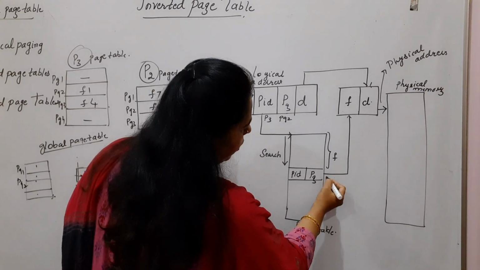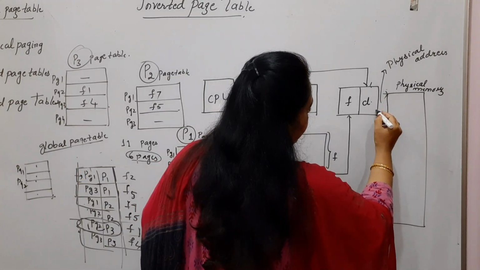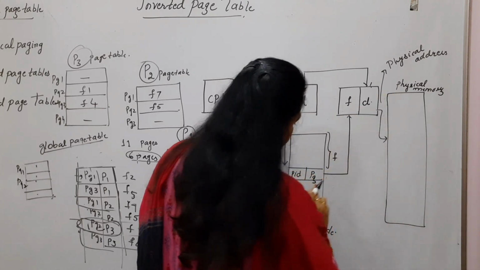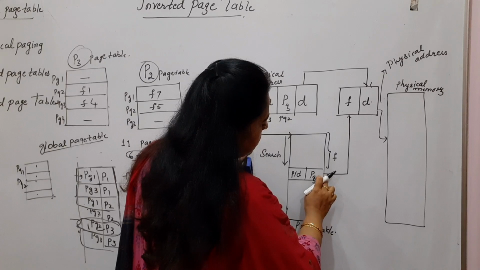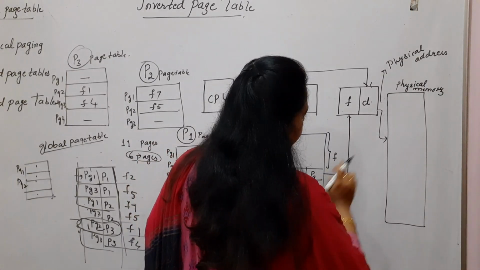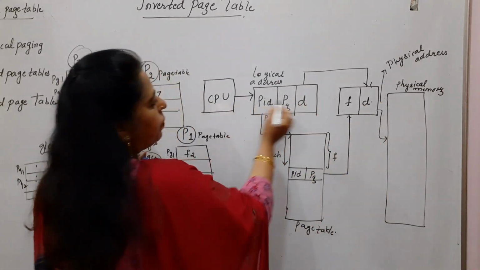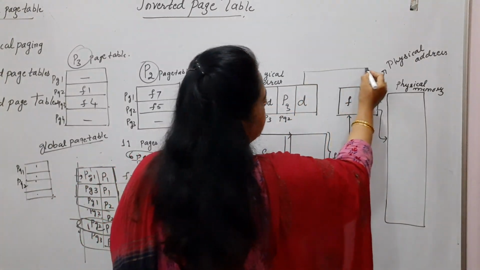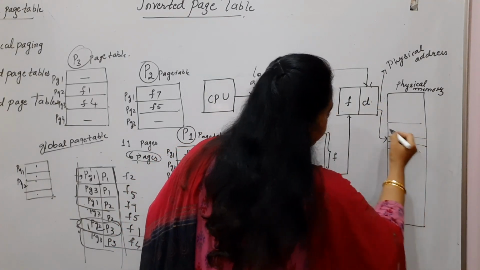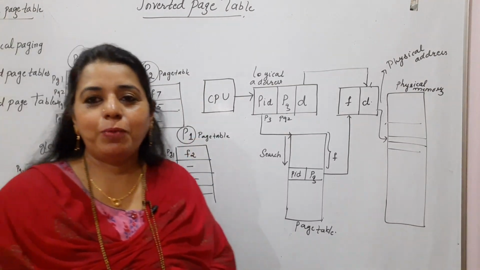So the indexing, whatever you get here, is F1. The D is pointing to the displacement, and F will always give you the frame address. Now this is the indexing. So whatever is the index number here becomes your frame number, or the base address of the page, and that base address will get added with the displacement. Displacement is the location in the page that will get added up, and it will reach that particular physical address in the main memory. So this is all about the inverted paging technique.